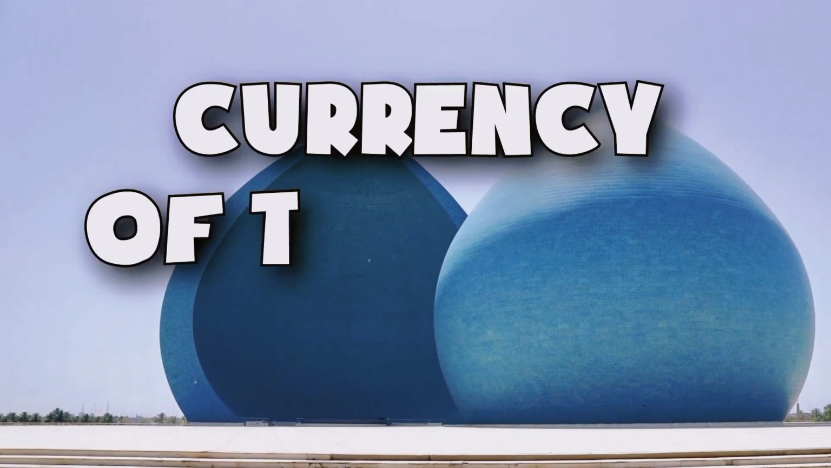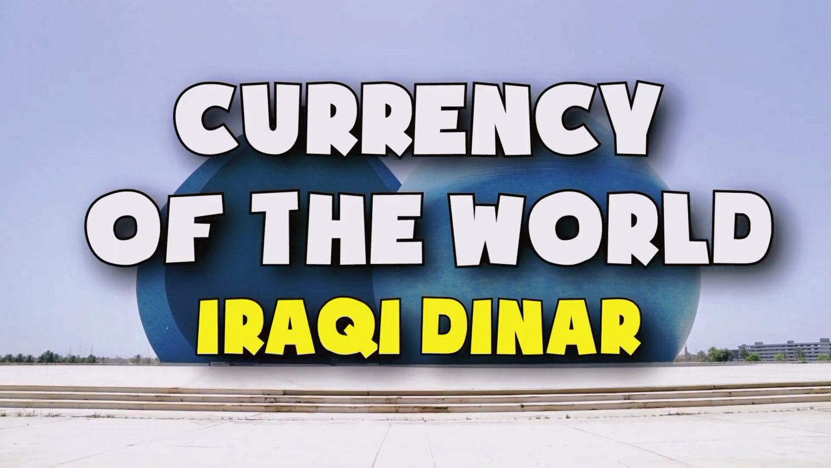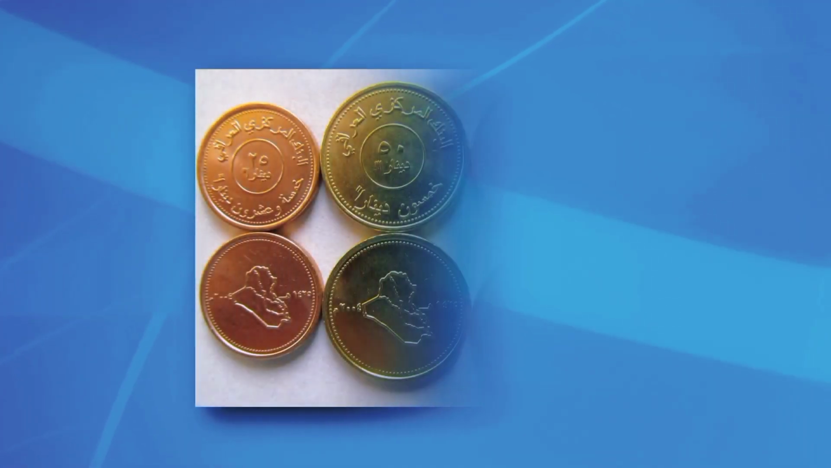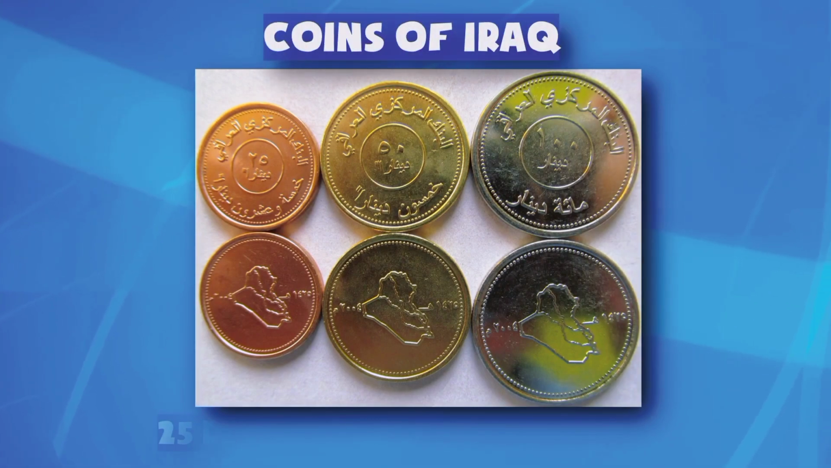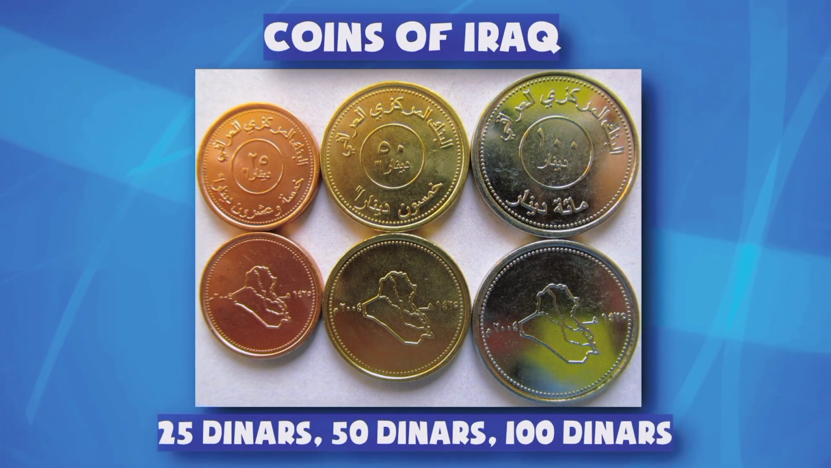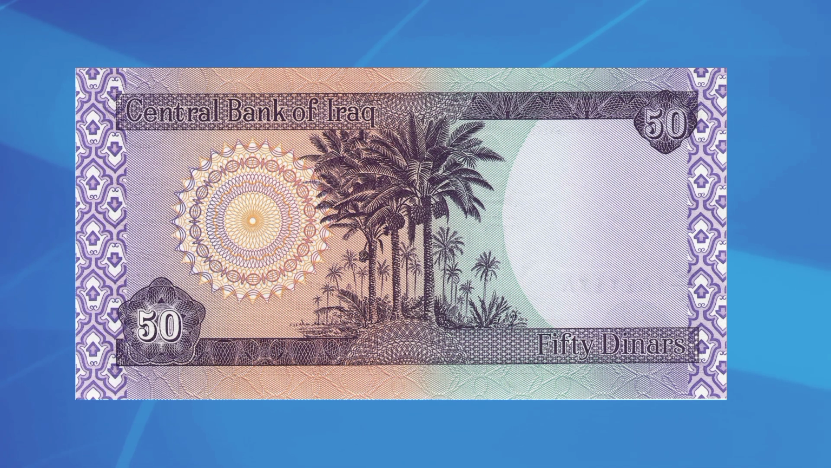Currencies of Iraq. We're going to take a quick look at Iraq's currency. The Iraqi dinar, from its smallest denomination, the 50 dinar note, all the way to the highest. The 50 dinar note is the smallest in circulation, though its value is quite low today. It's still an important part of Iraq's currency system.